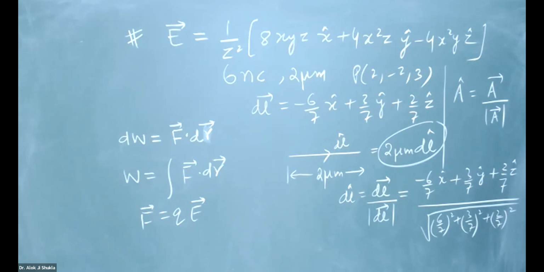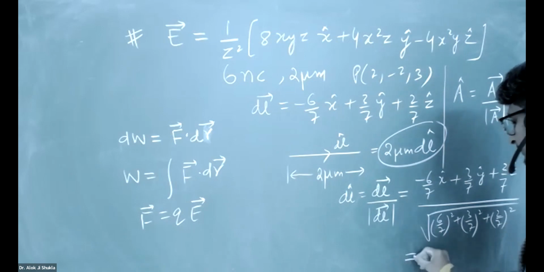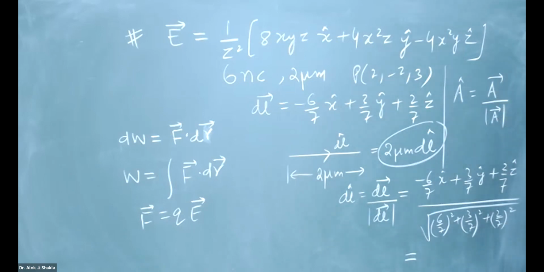So tell me, what value is coming for dl cap? It will be dl itself, sorry, the denominator is 1. It was already a unit vector, right? Yes sir, it was already a unit vector given. But we had to check, no? We didn't know. We have to check that it was a unit vector. So it will be this. This is the unit vector.